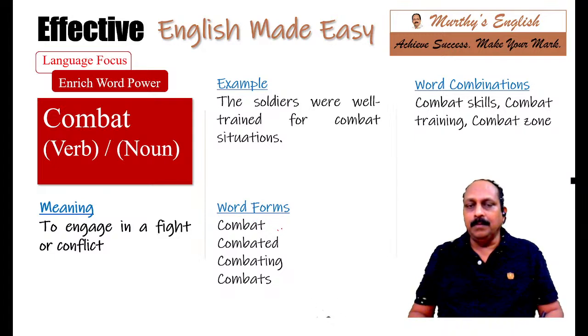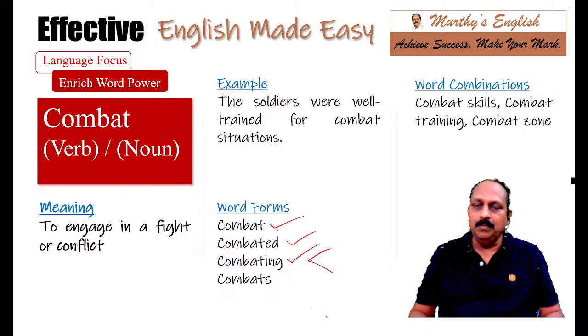Combat is a regular verb. Combat, combated, combated. And combating is an ing form, which can be used as a noun, as a verb, as an adjective. Combat singular, combats plural, as a noun. What are the word combinations? Combat skills, combat training. Try to learn the word combinations, very important. He has very good combat skills. He got the combat training. Combat zone. Don't go there. It's a combat zone. So that's all about the word combat.